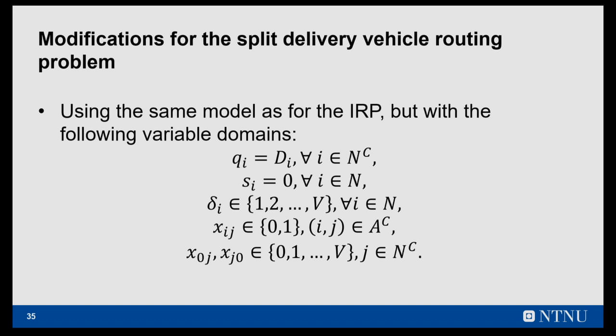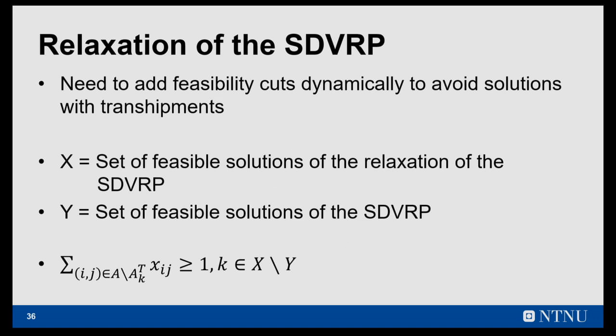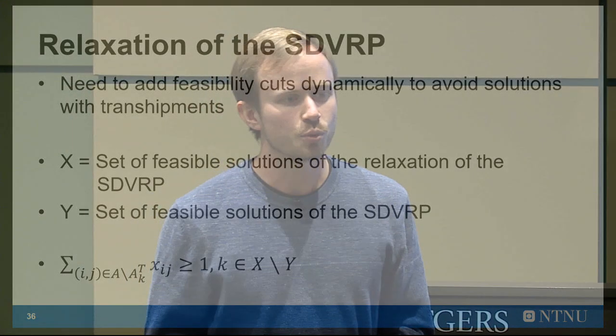So we have the same variable domain as for the IRP, but where customer visits are integer, and the same with the arcs out from the depot, which are integer, and otherwise it's the same. So also the improvement MIP has to be adjusted slightly, you have to allow for more visits, but other than that it remains quite the same. So it was interesting to see, okay, does this also work for other routing problems?